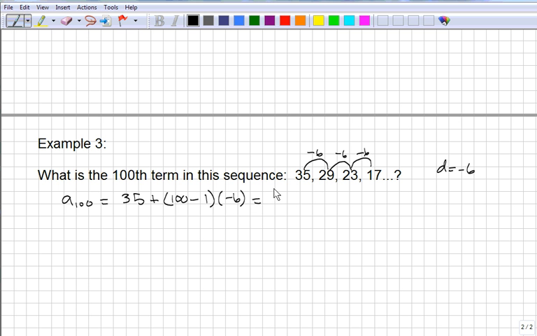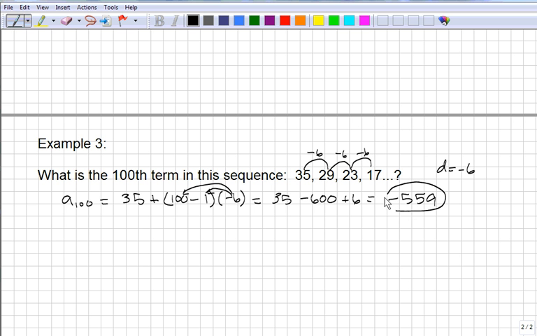And, again, if I use the distributive property here, I get 35 minus 600, because negative 6 times 100 is minus 600, and negative 1 times negative 6 gives you a positive 6. So if you add that up, you should get a negative 559.